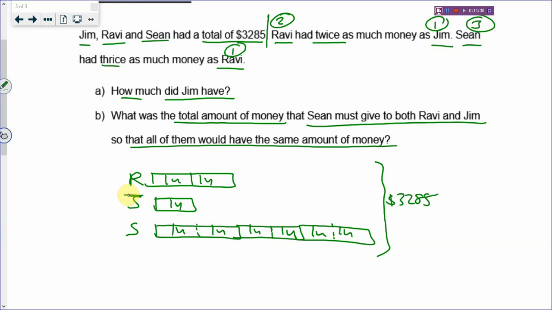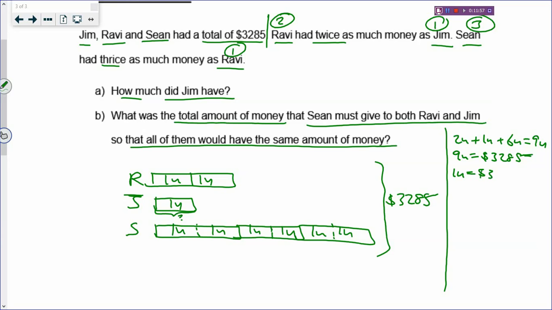$3,285. Okay, so how much did Jim have? So your question mark is here. Okay, alright, so can we solve already? Yes, of course we can already, because you count the total units. Ravi has 2 units, Jim has 1 unit, and Sean has 6 units. So together they have 9 units, which is $3,285.